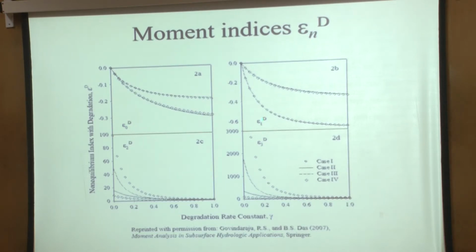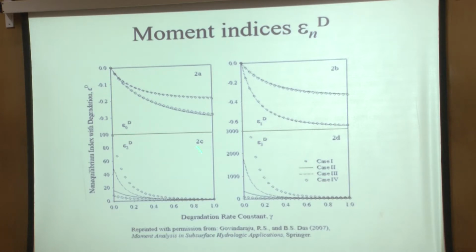So n equals 0, n equals 1, n equals 2: the 0th moment, first moment, second moment, third moment. For those 4 parametric cases, if the index remains at 0, that means there is no influence. It has no influence because it's an index measuring departure from equilibrium conditions. If there is no departure, it can stay where it is.